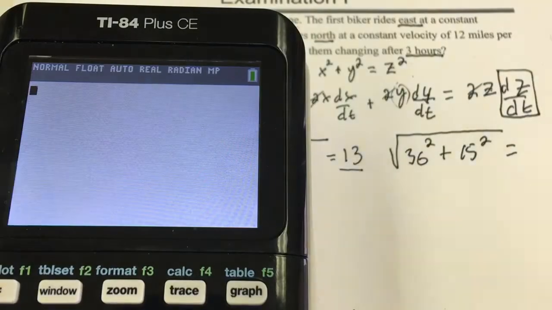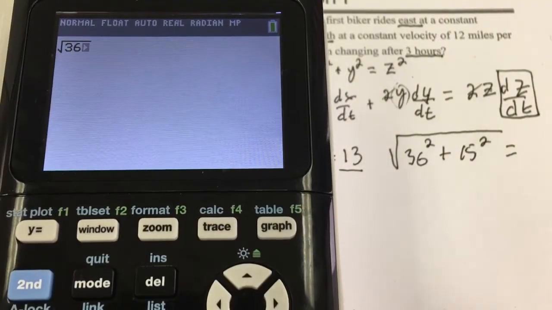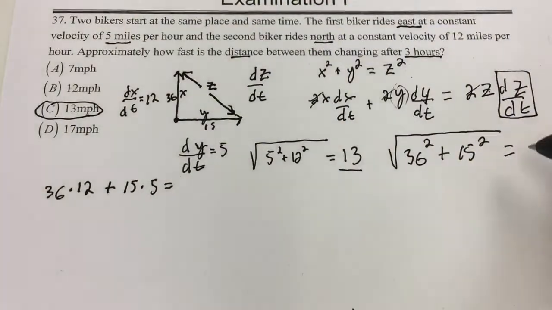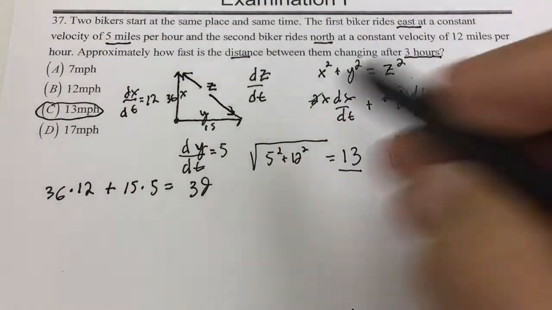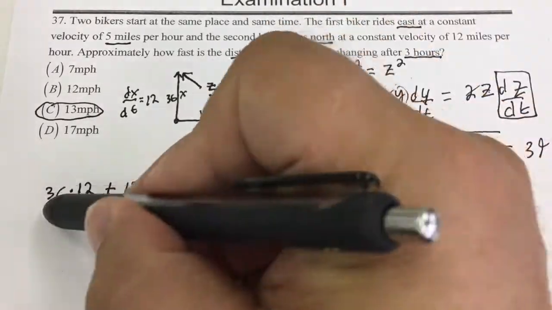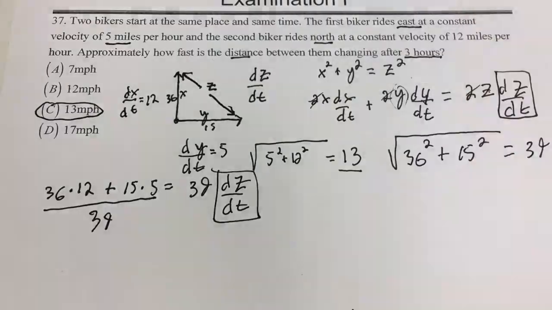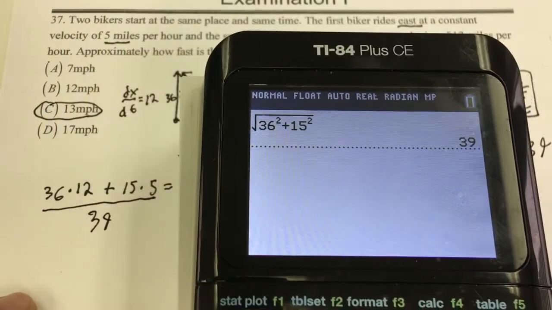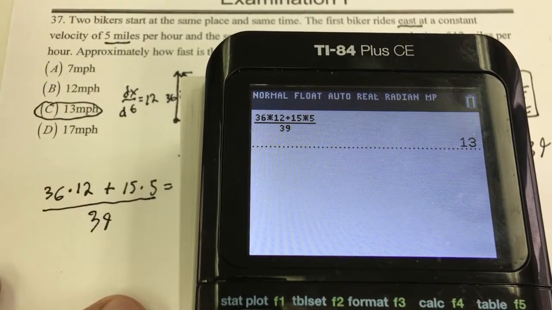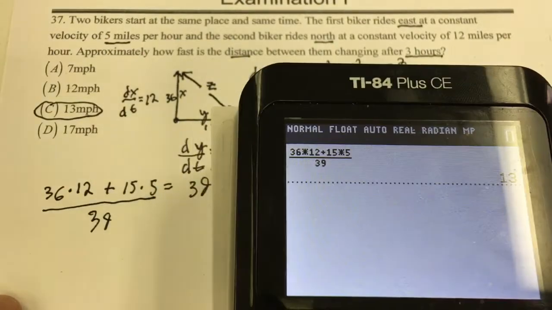Now to find z, I have to do the Pythagorean theorem, which is 36 squared plus 15 squared, and that equals 39. Now I have to do some arithmetic. So I add these up and divide by 39, and that should give me dz/dt. 36 times 12 plus 15 times 5, over 39, and that's the long way of finding the rate of change between the two bikers.